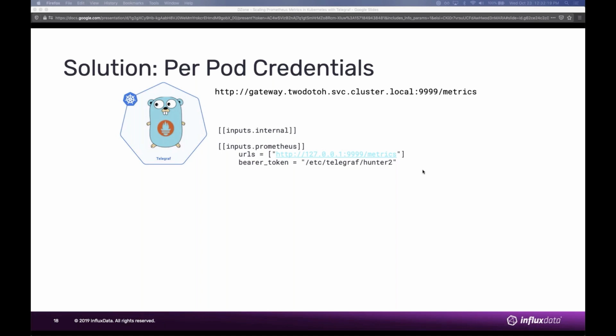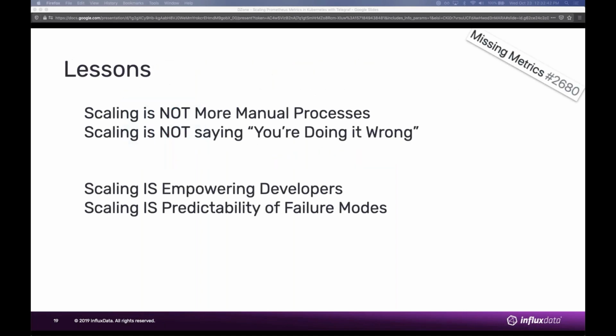There would be no need to have some sort of large-scale coordination between a centralized service and the distributed one. So it's just another thing that allowed us to decentralize the Prometheus scraping and kind of opened up the door to much more customized, more rigorous architecture. So I think really what I want to point out is that scaling is not just more manual processes.